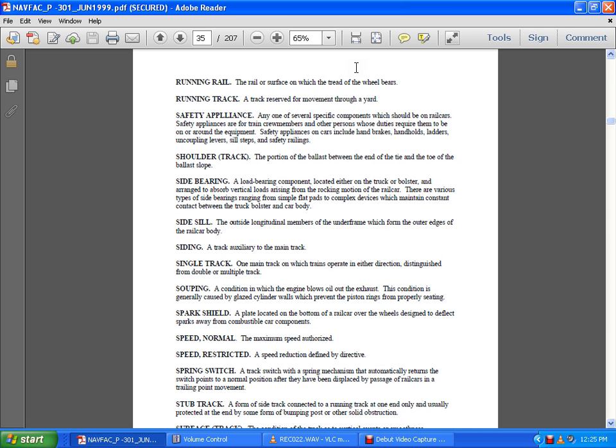A siding is a track auxiliary to the main track. Single track is one track that operates in one direction, distinguished from double or multiple track.